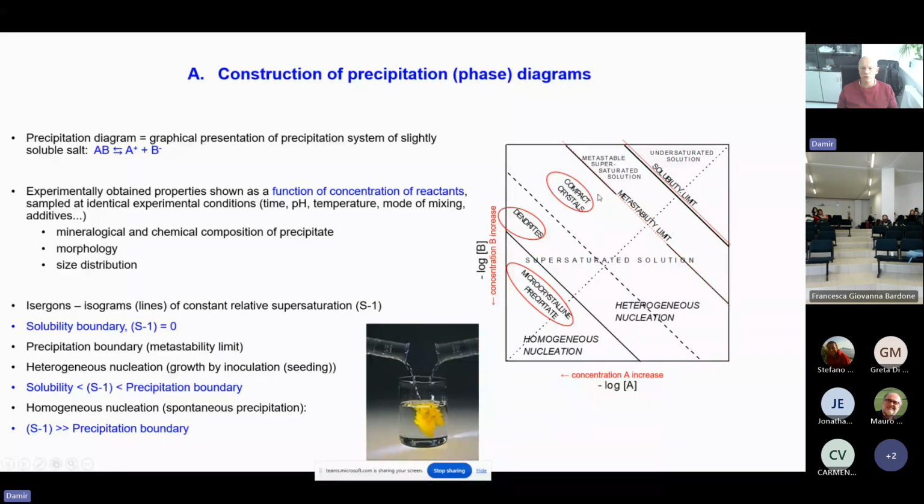Higher supersaturation is obtained by increasing the concentration, and in this region, with the increase, you can observe different kinds of crystals. For example, compound crystal can be found at the low supersaturation region. This is a region where we have heterogeneous nucleation, or medium supersaturation is here, but the high supersaturation region is a region in which homogeneous nucleation is obtained.